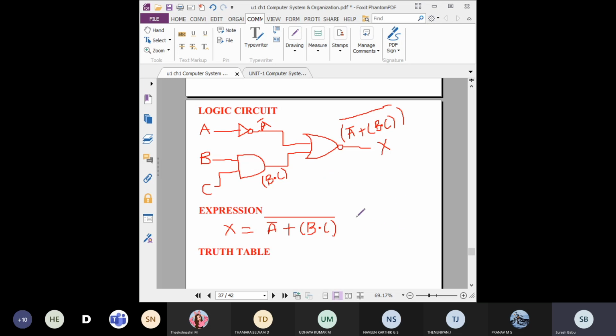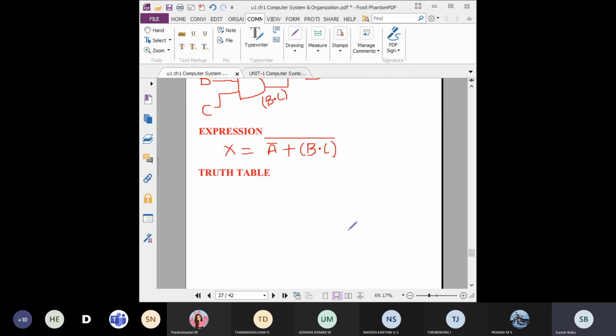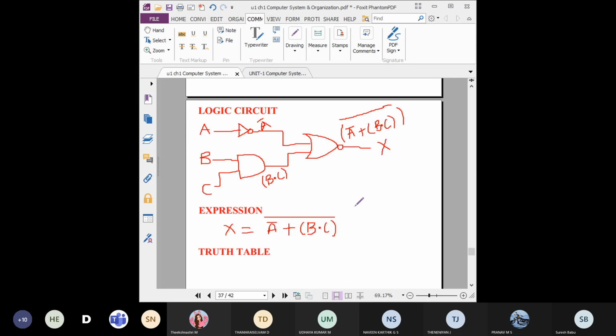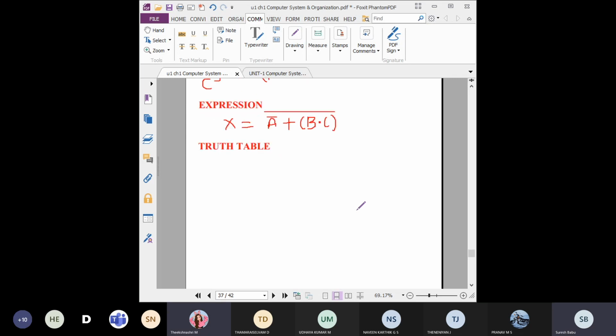Now we have to find the truth table. How many inputs are there, students? Three inputs. So how many possibilities? Three inputs means 2 power 3, we get 8 possibilities. So you have to draw a bigger tabular column. First, draw the empty table with the required number of columns.